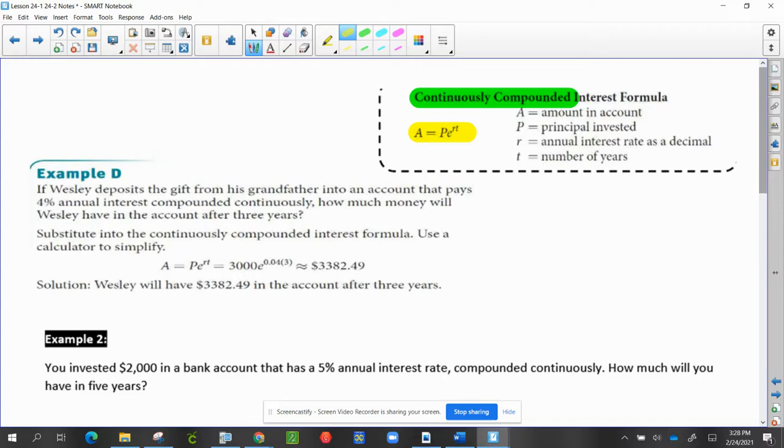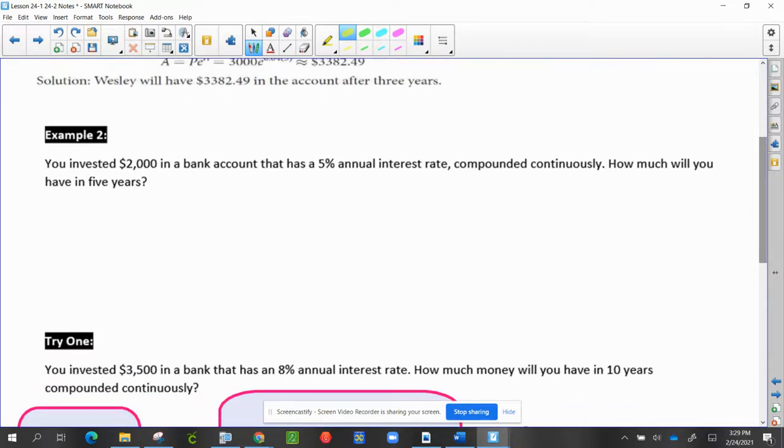So instead, we're using a new formula. We're going to call this the PERT formula. If you look at it, the amount we'll get is equal to our principal, our starting amount, times e to the r times t power. So that's how I got PERT. You can look at this example in the book with Wesley. Again, it's the same amount of money with the same rate. He's just seeing how much money he would have if he compounded it continuously. We're just going to use our calculator to evaluate these, but let's do a couple problems together.